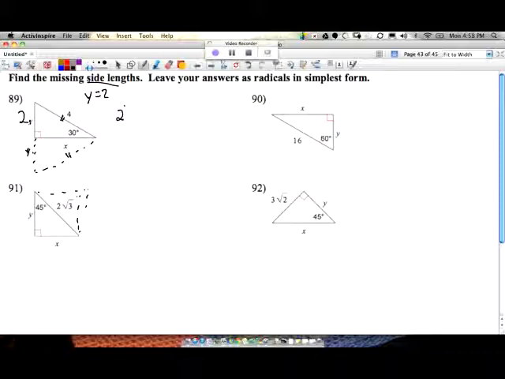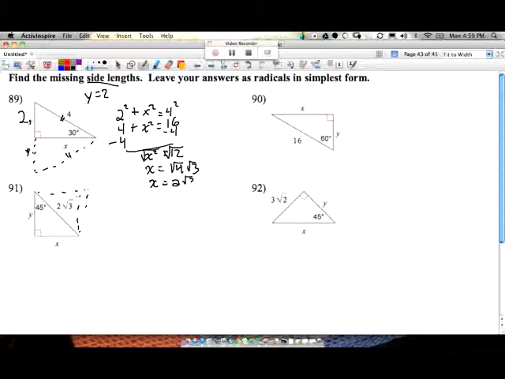And we know that 2 squared plus x squared equals 4 squared, because that's the Pythagorean relationship there. We got 4 plus x squared equals 16. Let's keep going here. Subtract 4. We got x squared equals 12. Square root those. 12 breaks up to 4 and 3, and that's our x there.